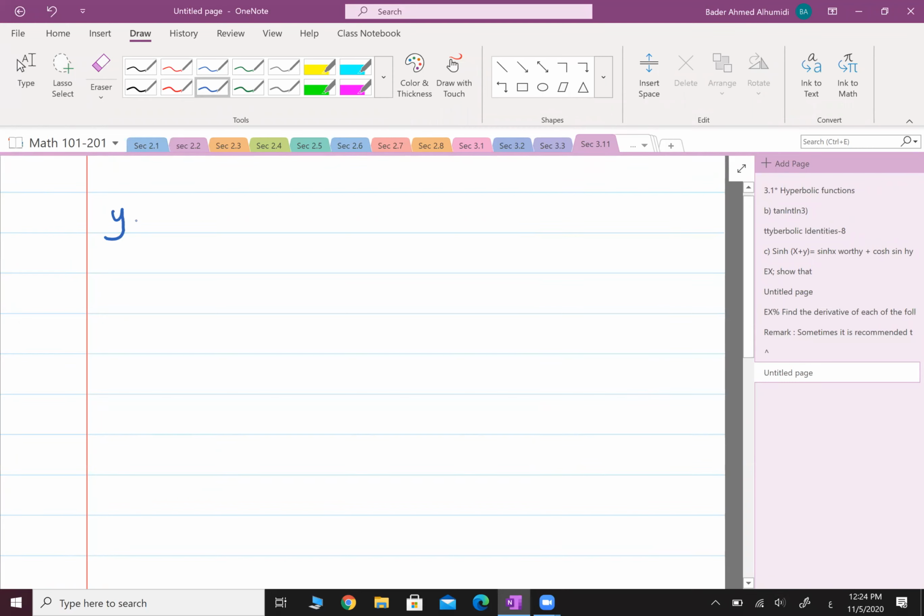What is the domain of it? What is the range of it? Notice the hyperbolic sine is defined this way: e to the power x minus e to the power minus x, divided by 2.